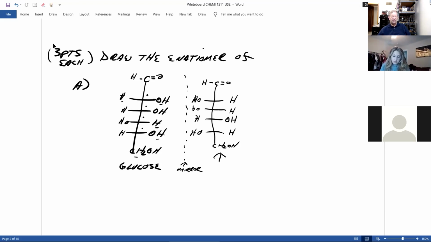And here's your answer. Now, you might want to say, well, can't I just pick it up and rotate it? No. For Fischer structures, which is what these are, or projections, you can only pick it up and lay it over. You can't rotate it. Just like a car has a top and bottom, same thing here. You can just pick it up and lay it over. You can't rotate it.